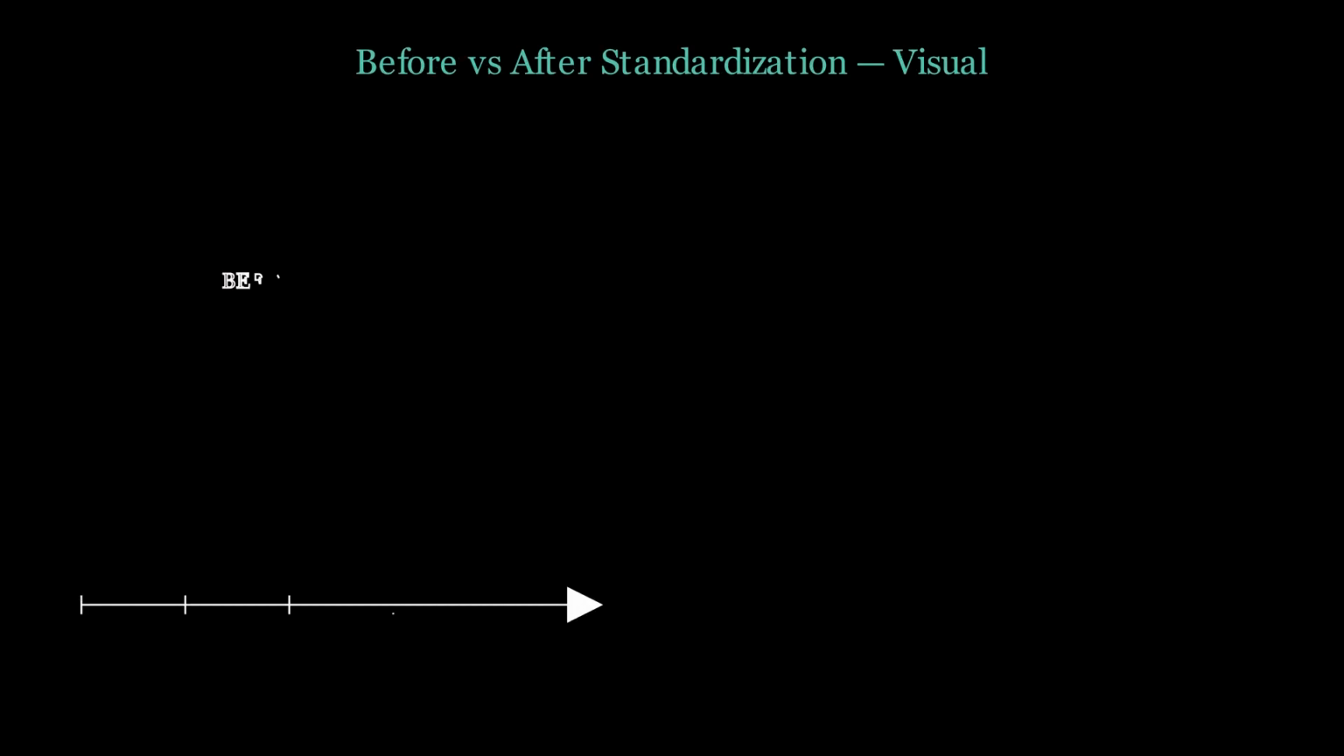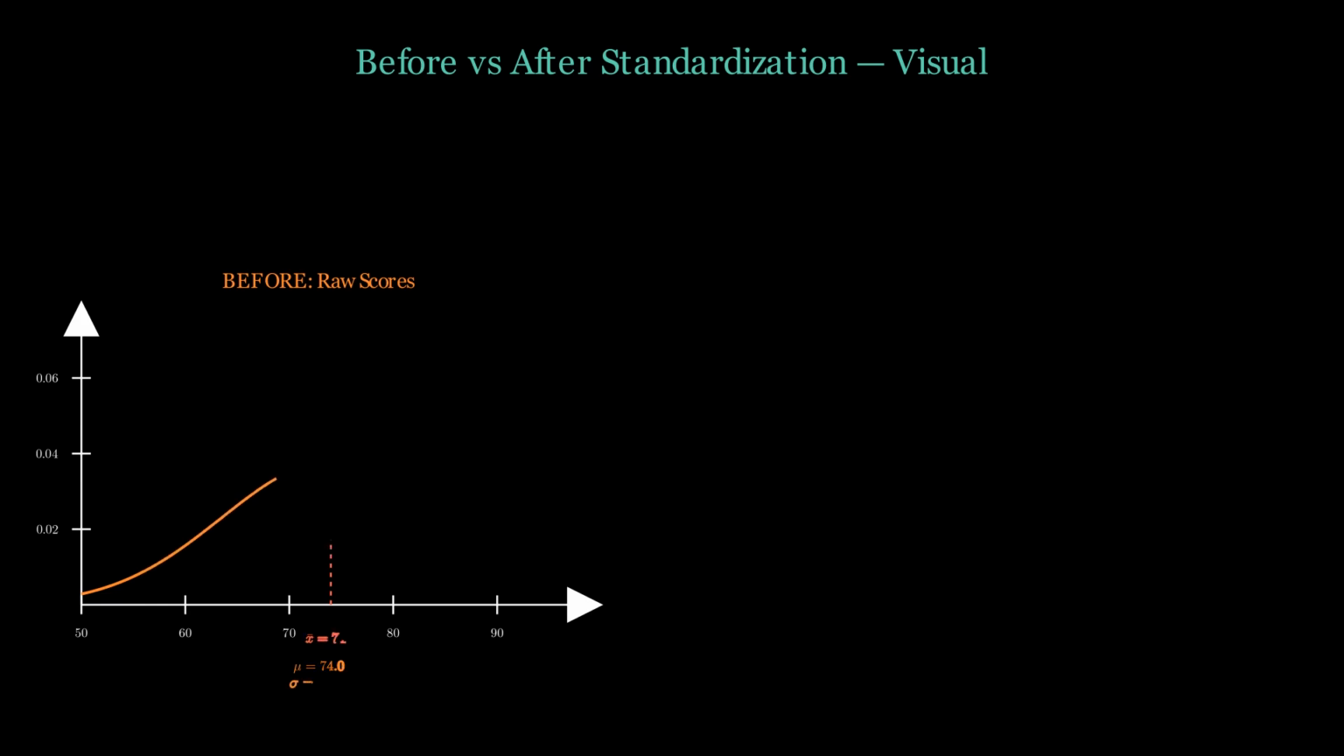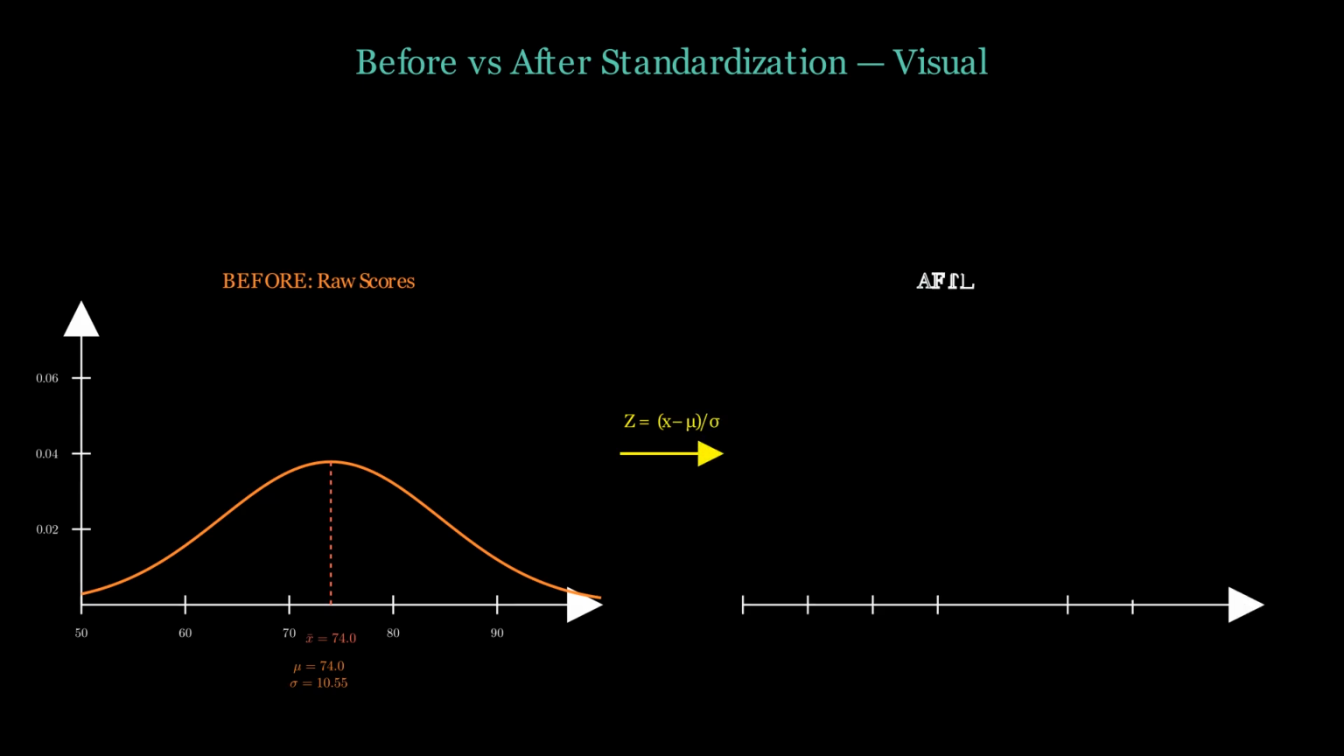Here's the visual transformation that standardization performs. On the left, before standardization, the distribution sits on the original scale, centered at 74.0 with standard deviation 10.55. On the right, after applying the z-score formula to every data point, the distribution has slid to center at 0 and compressed or stretched so that the standard deviation is exactly 1. Critically, the shape of the bell is identical on both sides.